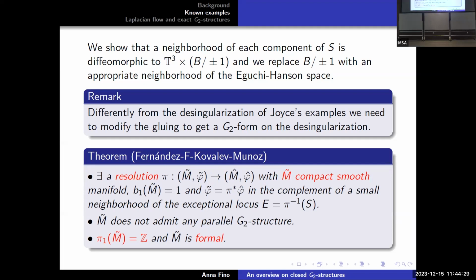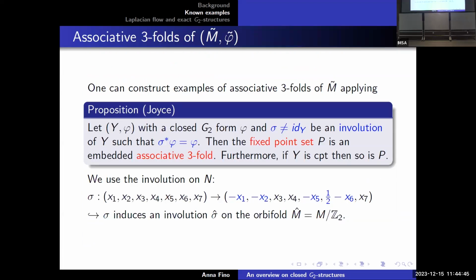Here one can adapt the construction of Kovalev and Joyce to construct, with that technique, an example, again with B1 equal to 1 and non-formal. We also studied the associative submanifolds of such a manifold. I will go back to this example later when we see the Hitchin volume function, because this example has a special behavior to expect that.